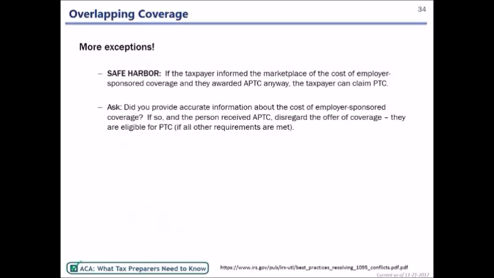So if a taxpayer told the marketplace that they had an offer of employer-sponsored coverage, and what the offer was, my insurance at work cost this much, and the marketplace awarded APTC anyway, then the taxpayer can claim the PTC. So basically, we're not holding the taxpayer responsible for the marketplace's mistake. So to solicit this information, you can ask, did you provide accurate information about the cost of employer-sponsored coverage? And if so, and the person received APTC for those months.